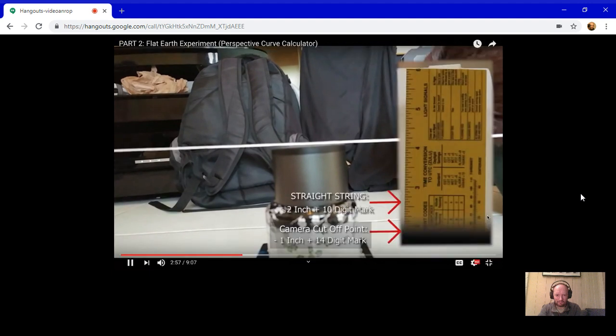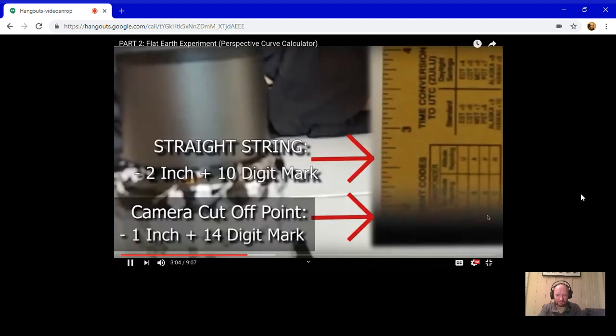So again, just like last time, we have ourselves a discrepancy between where the straight line string lands and where the camera's perspective point of view showed the cutoff point. The cutoff point for the camera was 1-inch plus 14-digit mark, and the straight string landed at 2-inch plus the 10-digit mark. You can see the discrepancy.